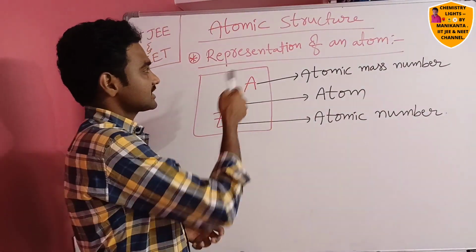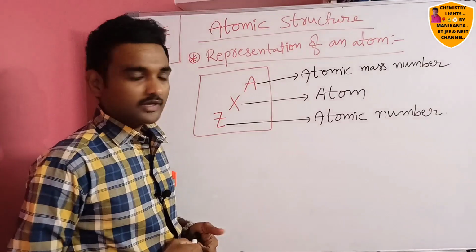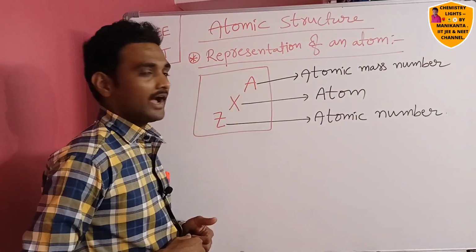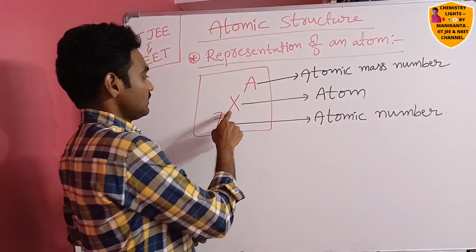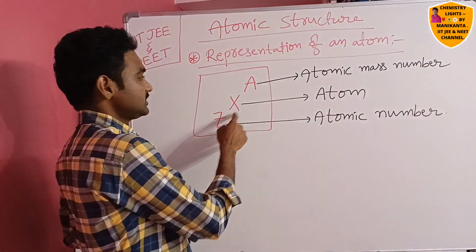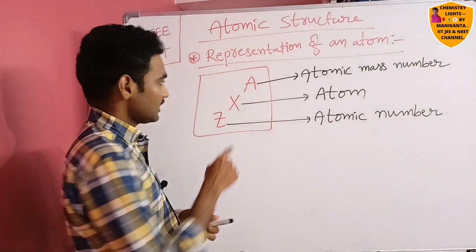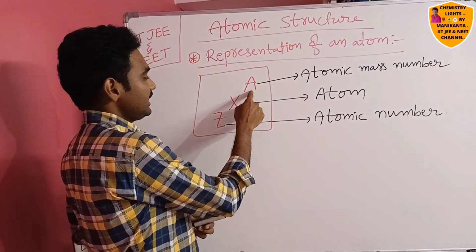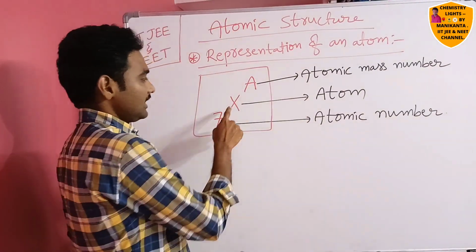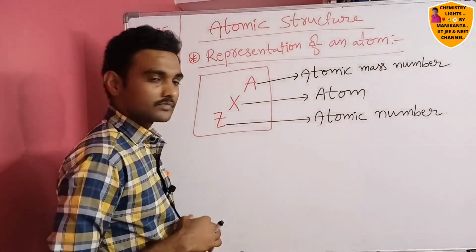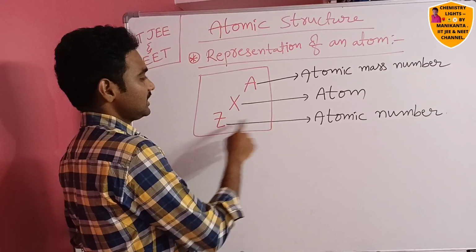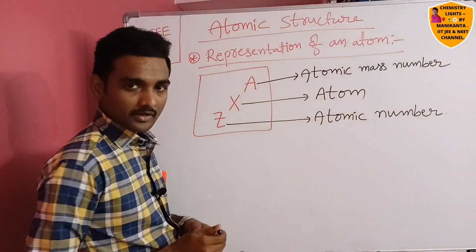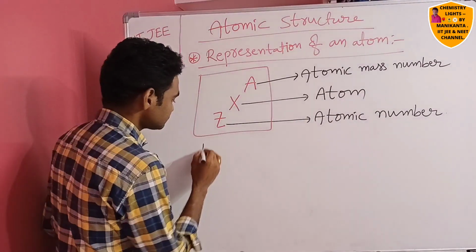Okay, today let me discuss the next topic, which is the representation of an atom. How can we represent the atom? We can represent the atom by using this one. Here X, A, Z: X is the atom, A is the atomic mass number, Z is the atomic number.